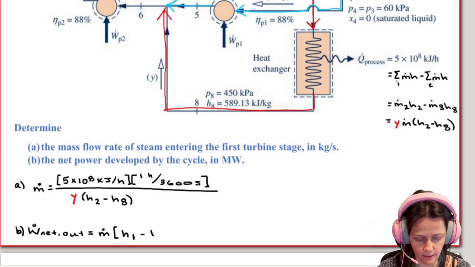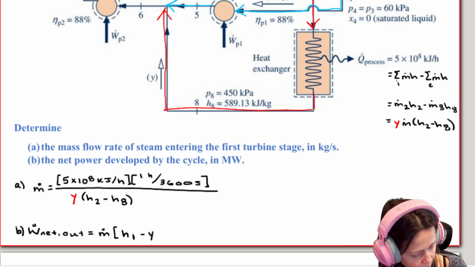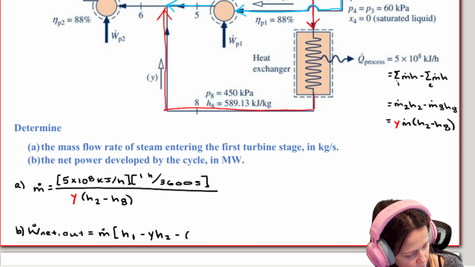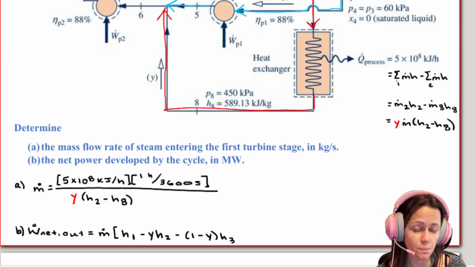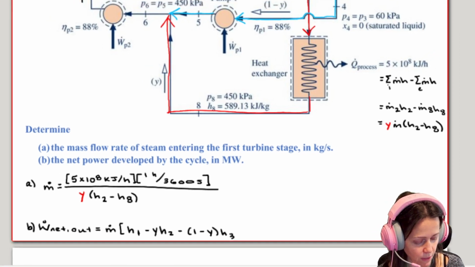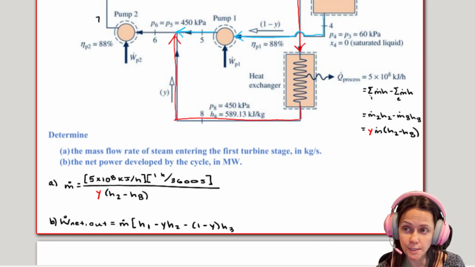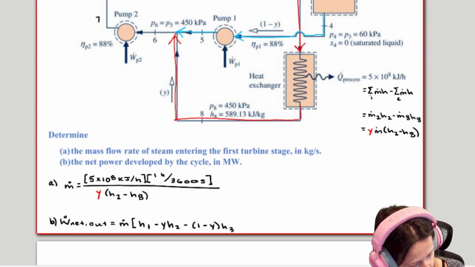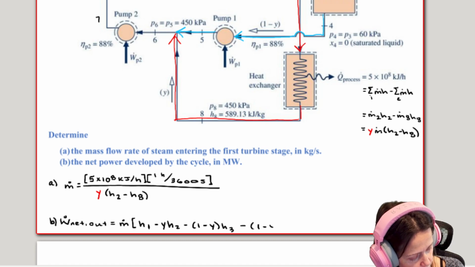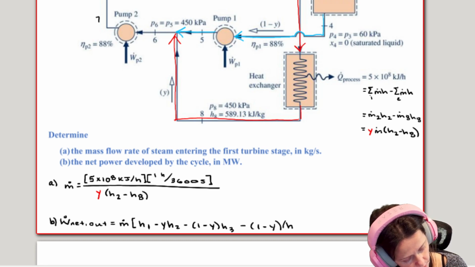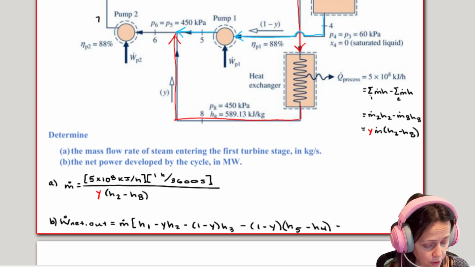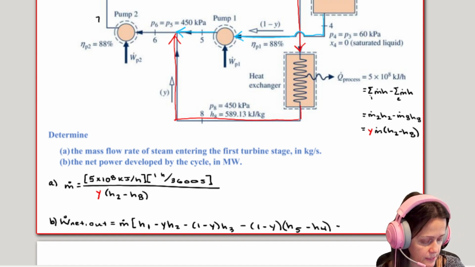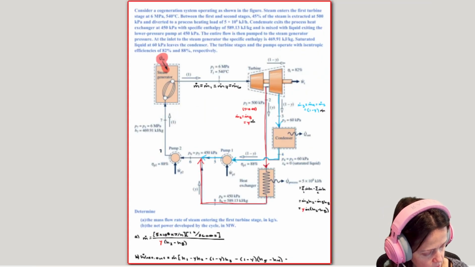I'll lose the color coding, I think. So it's y times h2, h1 minus h2, minus y. There's the power output by the turbine, and of course we need to account for each of the pumps. Pump 1 handles a fraction, 1 minus y, times h5 minus h4, minus the other pump work. So for pump 2, that's between 7 and 6.